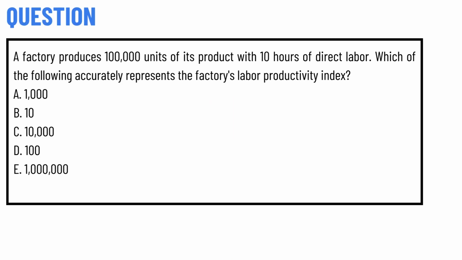Our today's question is: a factory produces 1 lakh units of its product with 10 hours of direct labor. Which of the following accurately represents the factory's labor productivity index? Option A 1000, option B 10, option C 10,000, option D 100, option E 10 lakh.